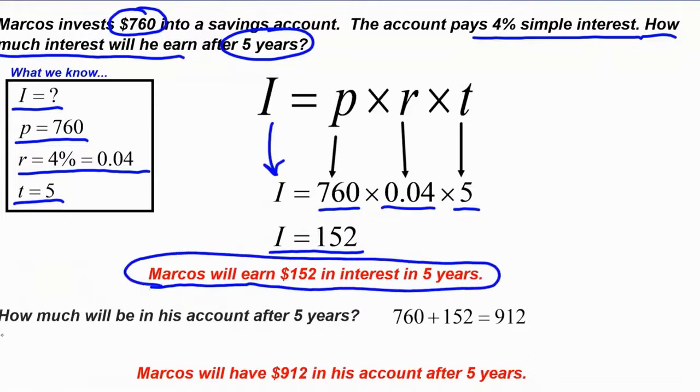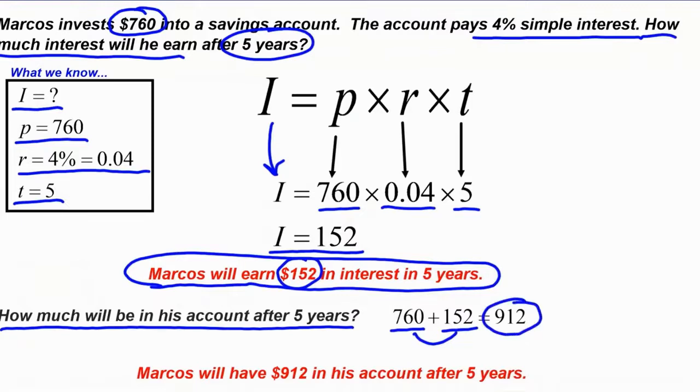So then here's another extension question we can ask after that. If he's earned that much, how much money will then be in his account total after 5 years? So he earned an additional $152 in interest, but he also invested $760 to begin with. So if we add the interest onto what he originally had, that principal, we're going to get his total in his account after 5 years. So Marcos will have $912 in his account after 5 years. The $760 he originally put in, plus the $152 in interest that he earned after the 5 years.